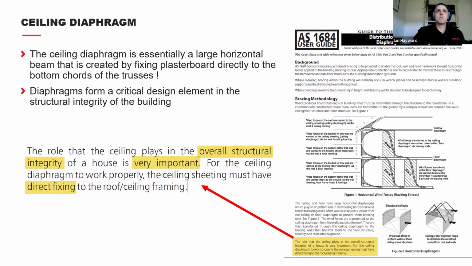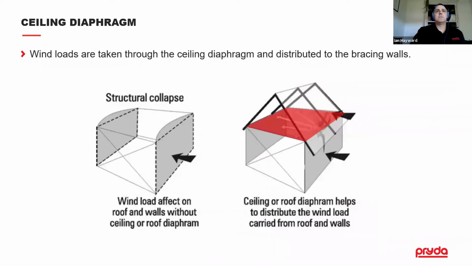Okay, so what happens is if you don't have these ceiling diaphragms in place, the walls become unstable. With the ceiling diaphragm in place, the horizontal wind loads on the building get distributed out to the bracing walls. Suspended ceilings and those sorts of things can't provide that sort of diaphragm action, so you need to find another mechanism if you have a suspended ceiling in place. It needs to be fixed directly to the trusses.